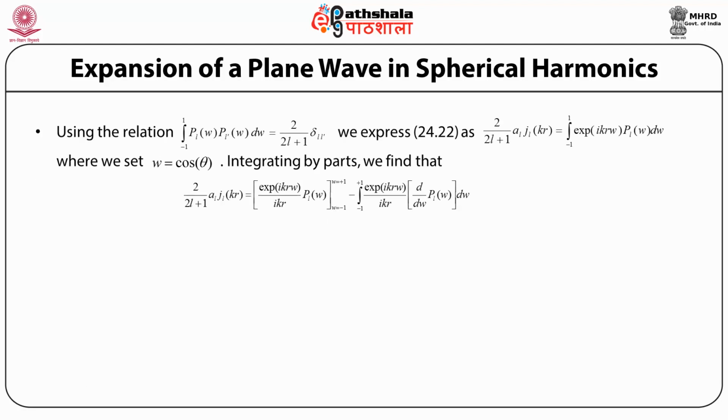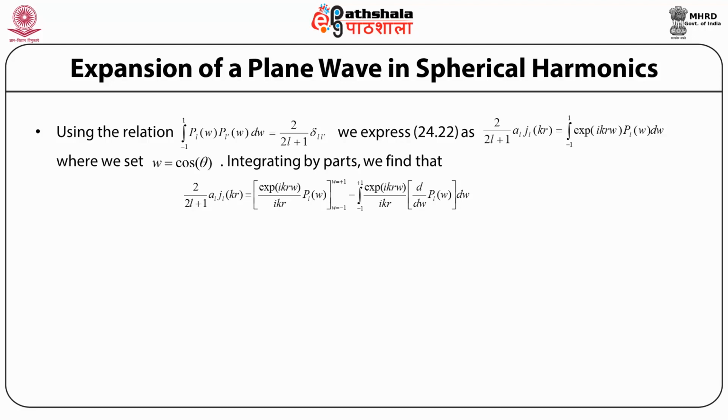Using the relation integral from minus 1 to plus 1 of P_l(w) P_l'(w) dw equals 2 by (2l plus 1) times delta_ll', we express 24.22 as 2 by (2l plus 1) a_l j_l(kr) equals integral from minus 1 to plus 1 of e^{i k r w} P_l(w) dw, where we set w equals cos θ.